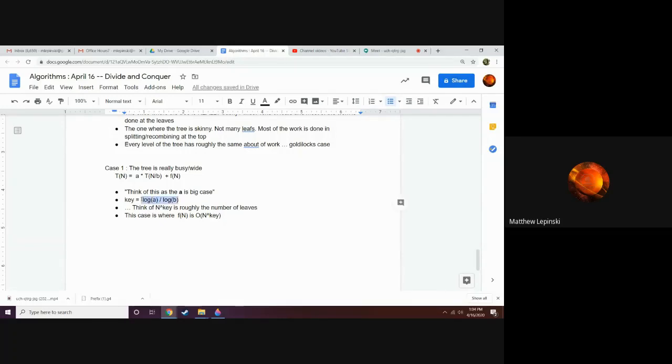So where does this log A over log B come from? It comes from trying to figure out how many leaves there are in the tree. The number of leaves in the tree is roughly on the order of n to the key. I'm not actually going to work through the math here, but the math is in your textbook if you're interested. Also, if you're interested in this kind of stuff, note that this is also the log base B of A.